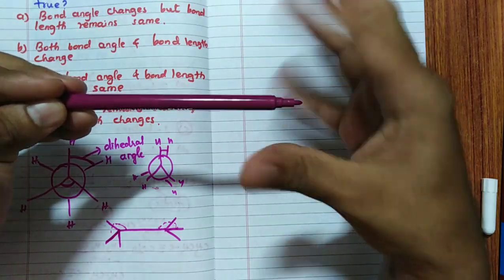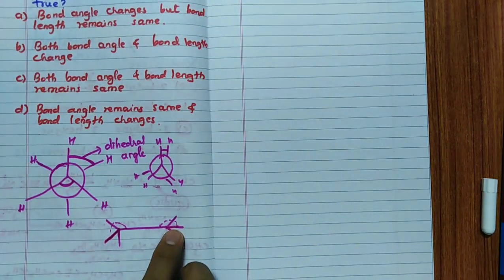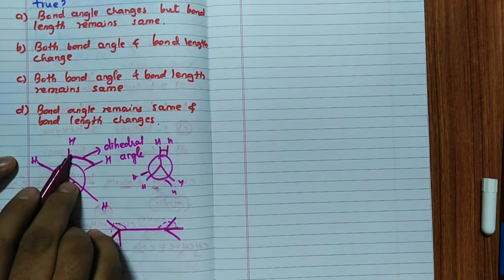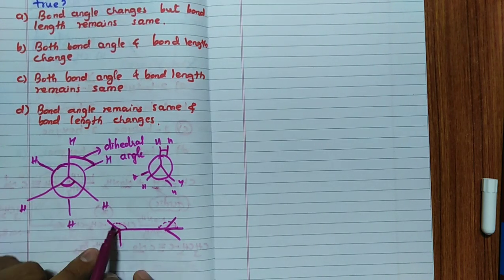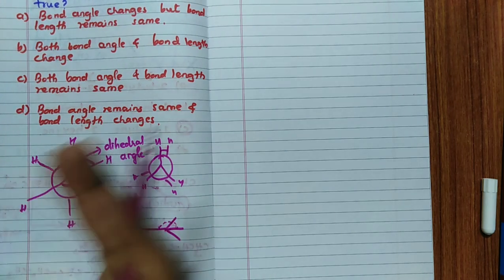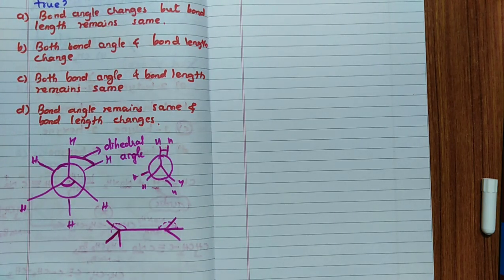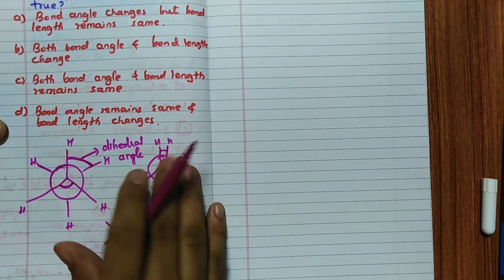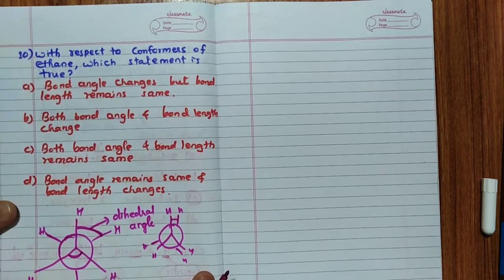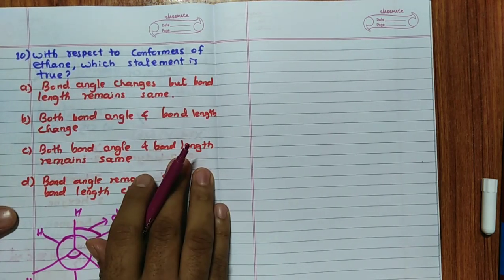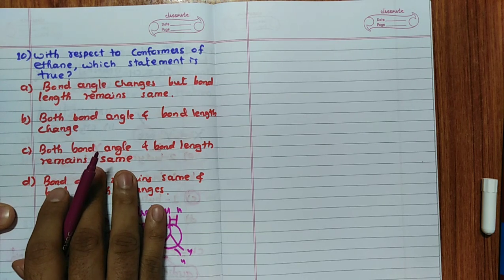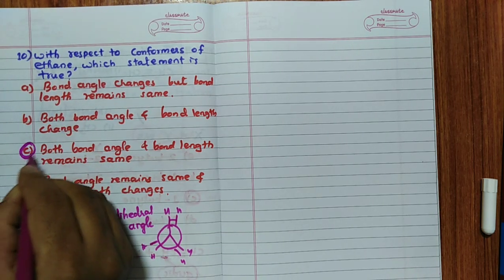See, when we rotate this molecule, the bond angle does not change. But this angle will change. This angle means this to this angle is going to change. So that is not a bond angle. Let me clear this point. That is not a bond angle. Remember, my dear students. And bond length will never change. Hence the answer for this question is, remember, both bond angle and bond length remain the same. 10th one answer is C.